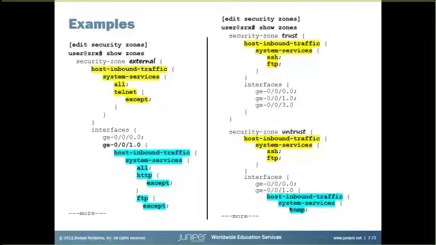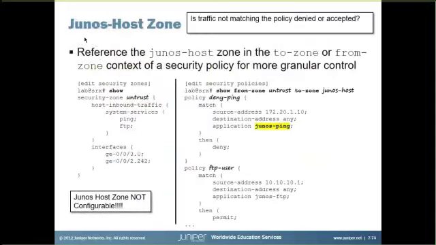Let's talk about the junos-host zone a little bit more. We are configuring the zone untrust, and notice that under that zone I have host-inbound-traffic, system services, ping, FTP, and these are my two interfaces. So based on this configuration only, any user coming in on these two interfaces will be able to ping and FTP my router or my SRX.